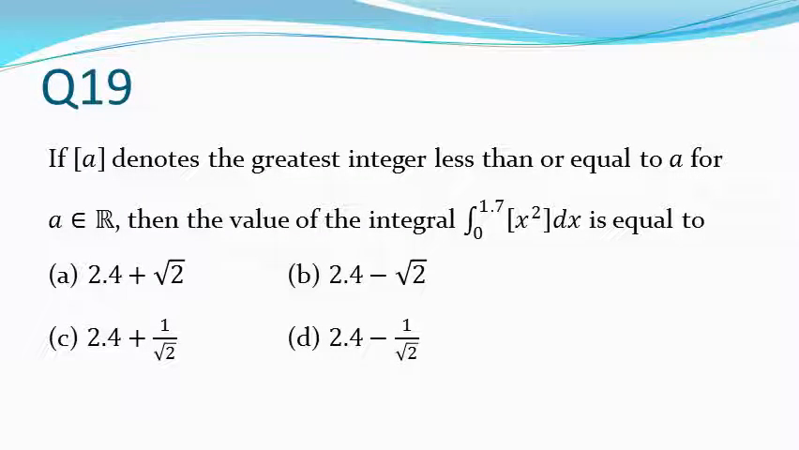Take a moment to read the question. So we have the greatest integer function and we have to find out the value of this definite integral. How do we do this question? Notice that we are integrating the greatest integer of x squared from 0 to 1.7. So that's not an ordinary bracket over here. How do we do this question?